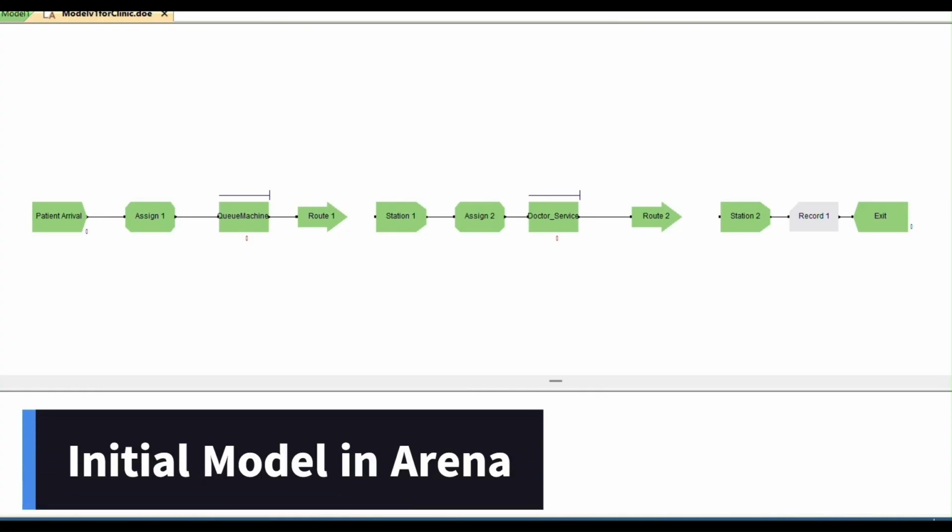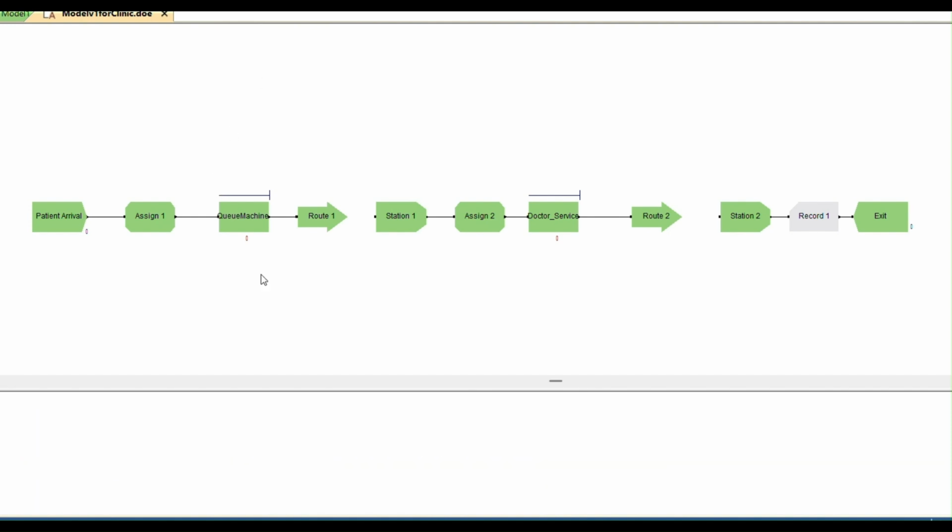Okay, so let's start with the initial model. This represents the clinic as it is today. And here we will start with the patient arrival. Patients will start arriving at our system here. And after putting the arrival time column in Input Analyzer, what I get is patients arrive roughly every 3.8 minutes.